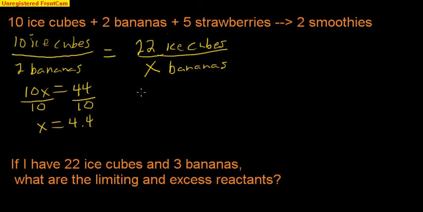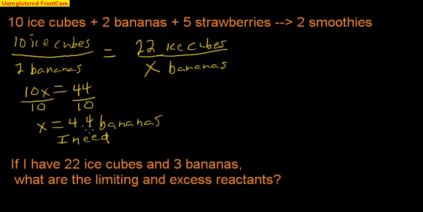Now if I look at this, my x was bananas, so I know the units on my 4.4 are bananas. So what this means is with 22 ice cubes, I need 4.4 bananas. So I'm going to say that I need 4.4 bananas to make this ratio work.